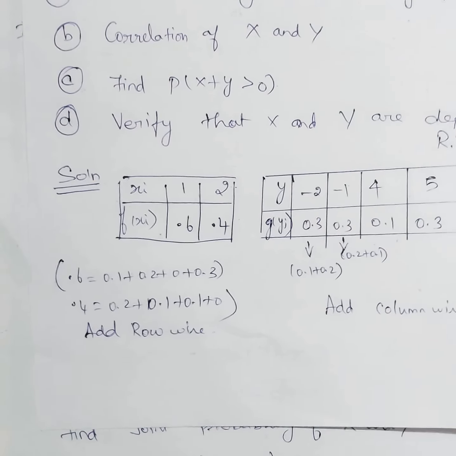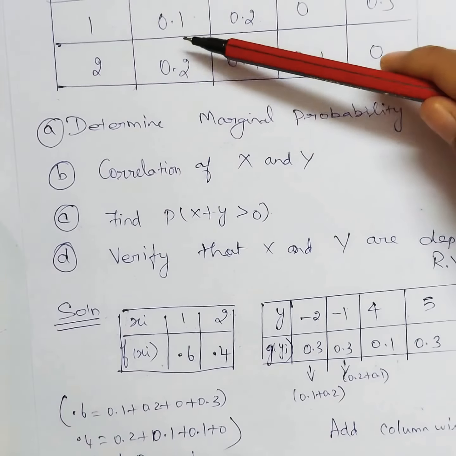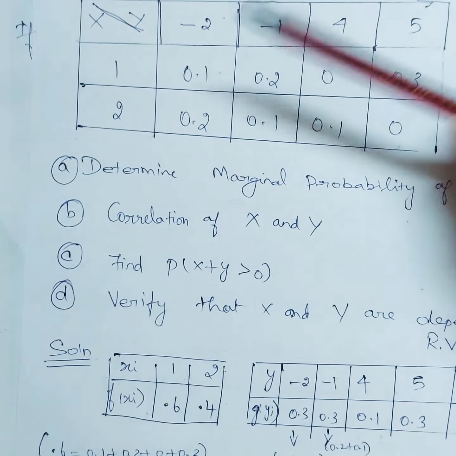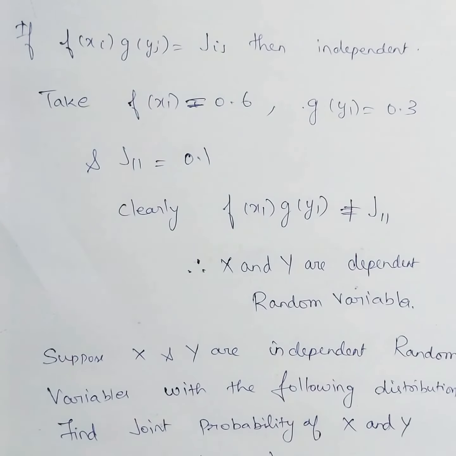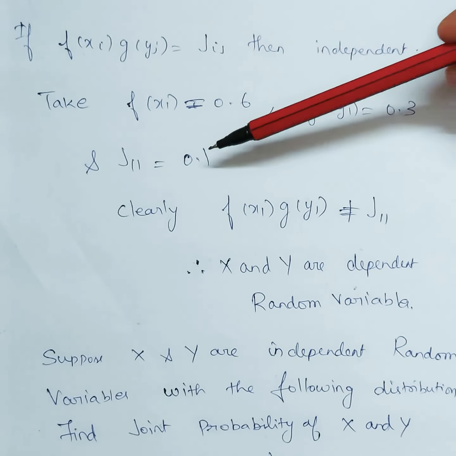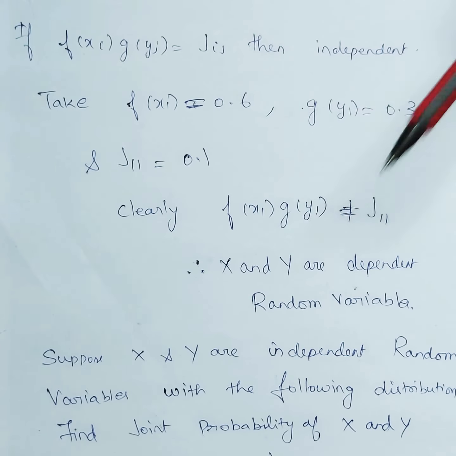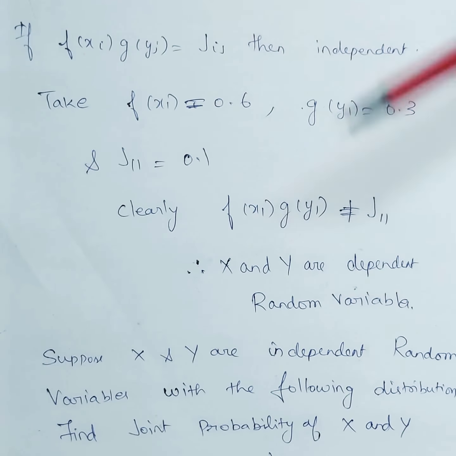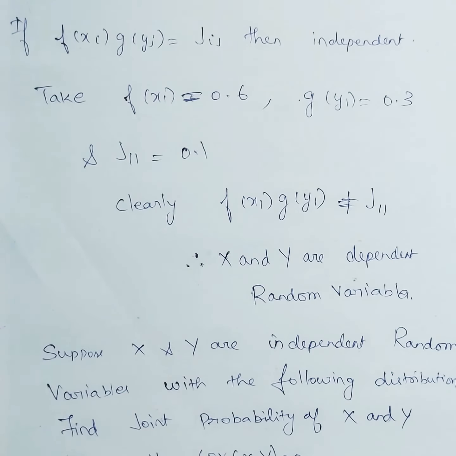And what is J11 from the joint probability table? J11 is 0.1. If you see, this is the first value. J11 is 0.1. So I have written all these values. 0.6, 0.3, 0.1. So definitely 0.6 into 0.3 is not equal to 0.1. So x and y are not independent. Therefore x and y are dependent random variables. So we are done with the second subdivision also. Okay. So one more thing.